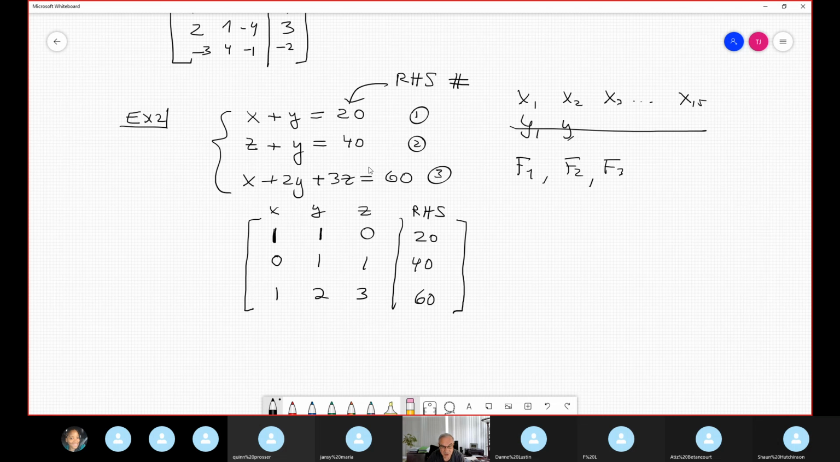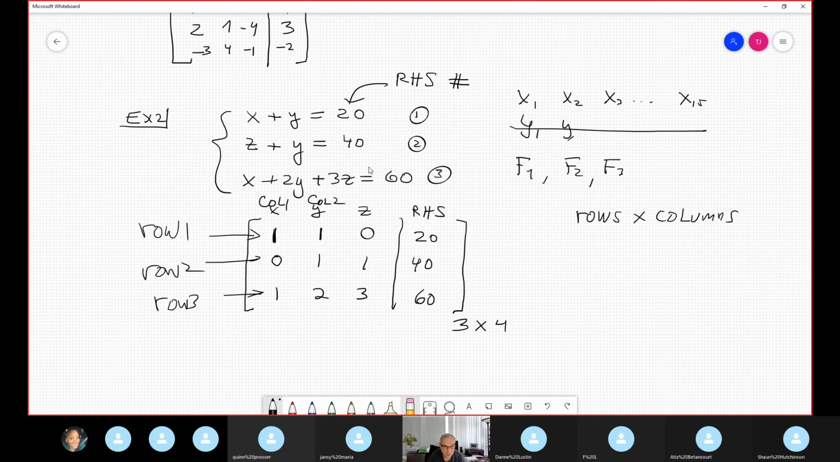Well, remember, dimension is rows by columns. And we have 3 rows: 1, 2, 3. This is row 1. This is row 2. And this is row 3. By 4 columns. This is column 1. Column 1 is the column of the x. Column 2 is the column of the y. And column 3 is the column of the z. And column 4 is always the column of the right-hand side numbers. Super.